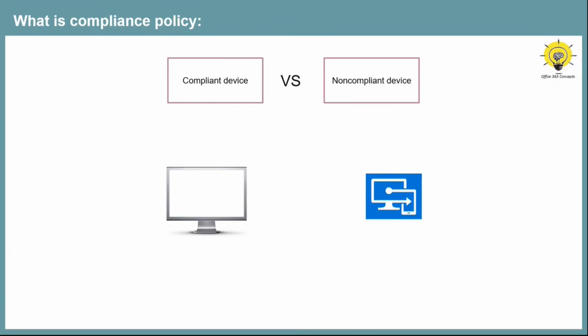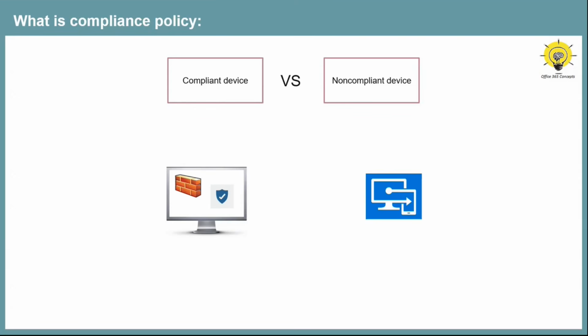Let's say this is a computer that we want to enroll to Microsoft Intune. It can be a personally owned computer or it can be a corporate owned computer. Now, as an administrator, I want that my device that will be enrolled to Microsoft Intune in my tenant, that particular device should have firewall and antivirus enabled.